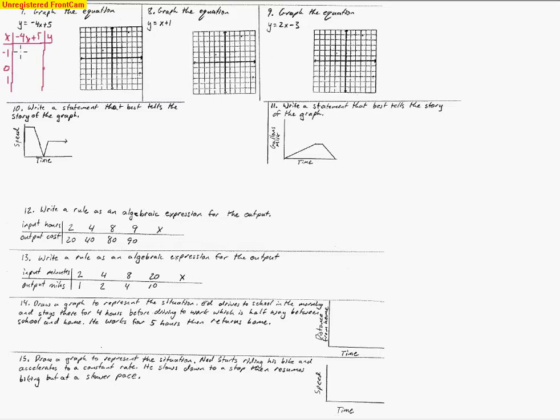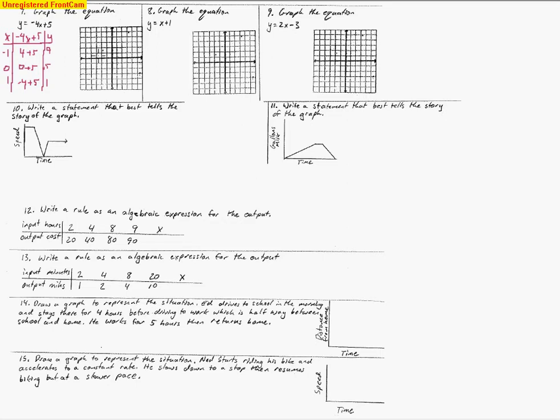So negative 1 in for x. And so I'm multiplying negative 1 times negative 4, and I get a positive 4. And then I have to add 5, and that gives me 9. And then I plug in 0 for x, and I end up with 0, and plus 5 gives me 5. And then 1 in for x, I get negative 4, and then plus 5 gives me positive 1.